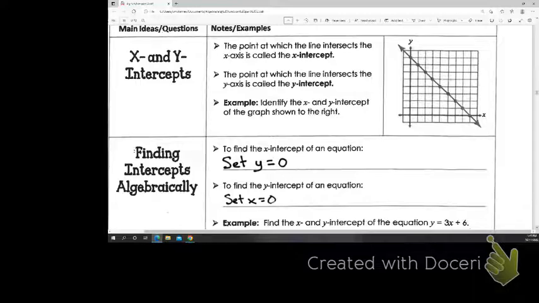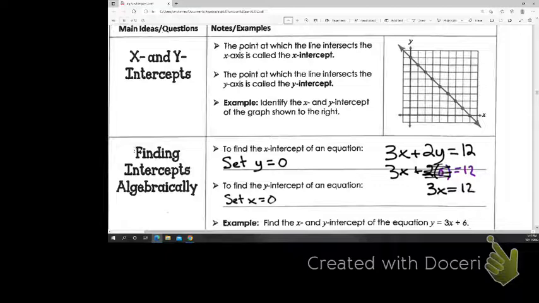So, for instance, I'm going to show you one where this would be most helpful. If it is in standard form, and that was my equation, if I want to know the x-intercept, then I'm going to replace the y with a 0. And then really what happens here, if the y is 0, this entire part is 0. 2 times 0 is 0. 3x plus 0 is just simply 3x.